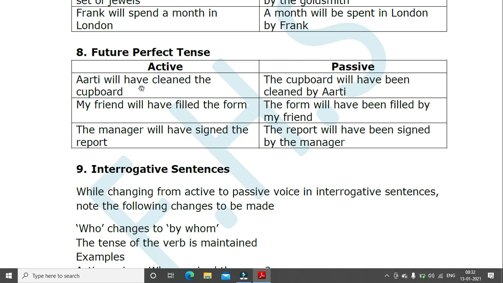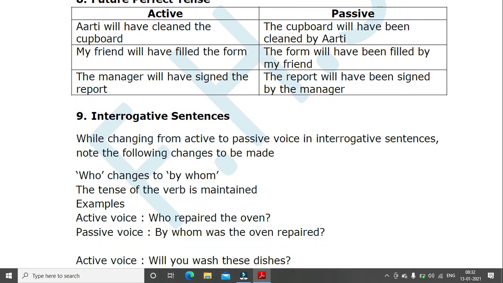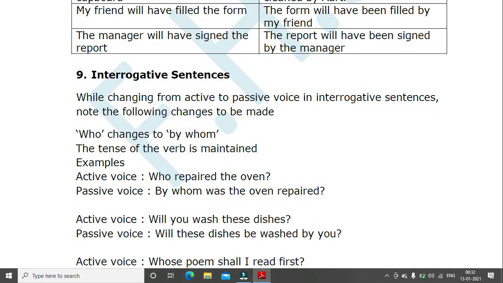So now next one is interrogative sentences. While changing from active to passive voice in interrogative sentences, note the following changes to be made. Who changes to by whom. The tense of the verb is maintained. Now, when you have a sentence starting with who, you should always remember it starts with by whom. Okay?